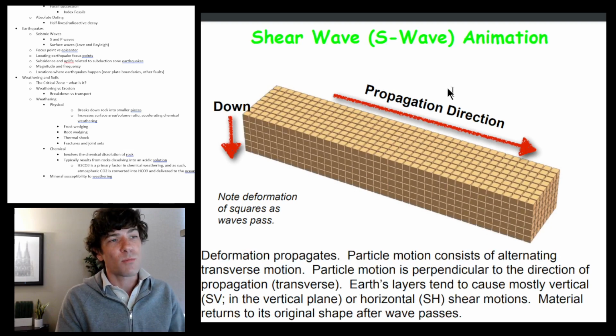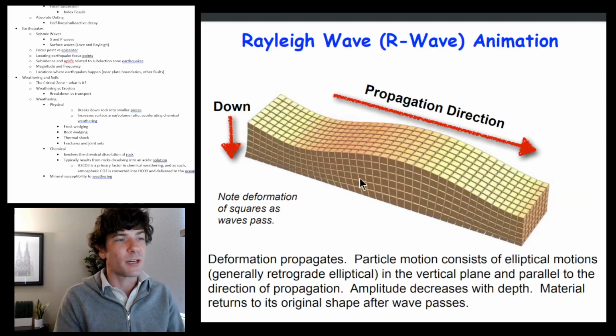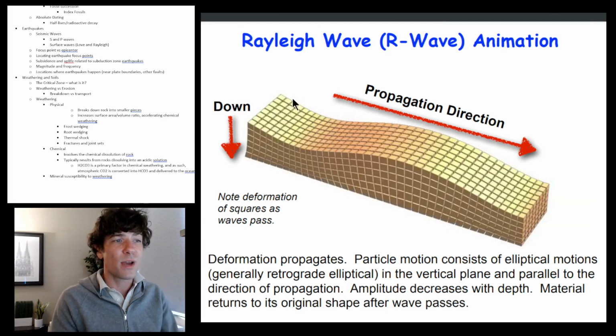Okay, and so primary waves and secondary waves, or pressure waves and shear waves, travel through a material, through the interior of the earth. Surface waves are different. They travel at the surface, and so there are two types, Rayleigh waves and Love waves.